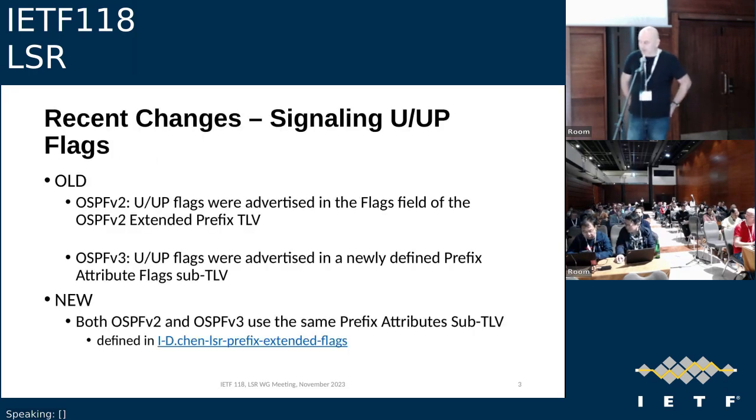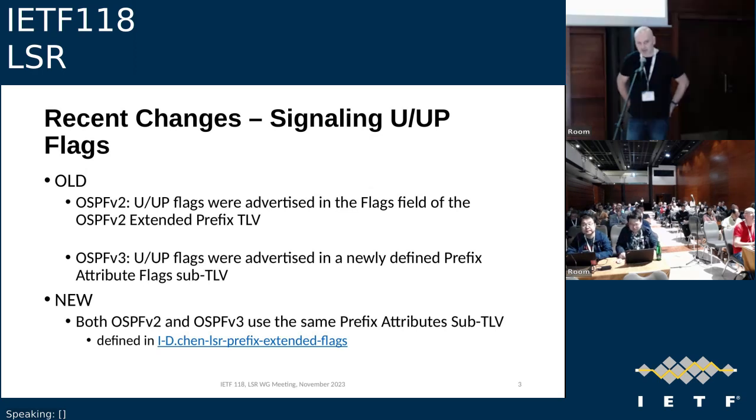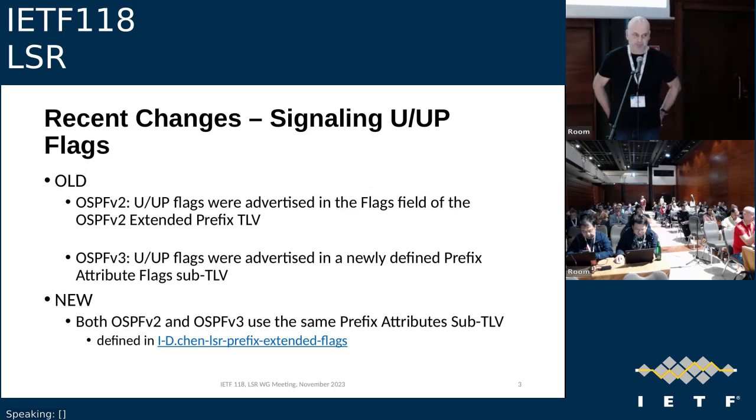So there is no significant change here. What we changed is the way that we advertise the new flags that have been defined for advertising the unreachability. In the previous version of the draft, we used a different mechanism for OSPFv2 and a different mechanism for OSPFv3. For v3, we even added a new TLV, but then we looked and there was an existing draft which defines a sub-TLV for advertising additional flags for both v2 and v3, so we decided to use that instead of using different mechanisms in the different versions of the protocol.